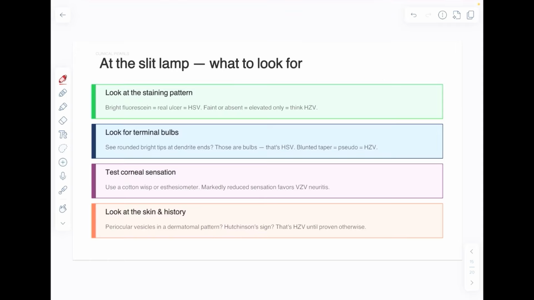Okay. Slit lamp, what do we have to look for? First, staining pattern. Look for staining. Bright fluorescent, real ulcer, simplex. Faint or absent, elevated only, think zoster. Terminal bulbs, rounded bright tips at dendritic end, simplex. Blunted taper, pseudodendrites, zoster. Corneal sensation with a cotton wisp or esthesiometer, markedly reduced in case of zoster. Skin and history. Periocular vesicles in a dermatomal pattern, Hutchinson sign, it's herpes zoster until proven otherwise.